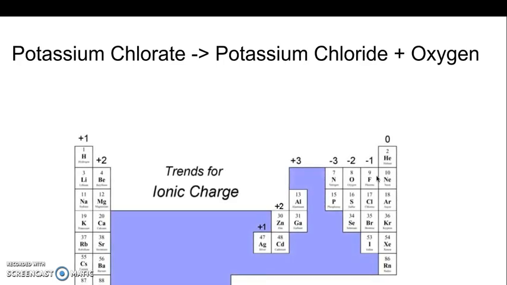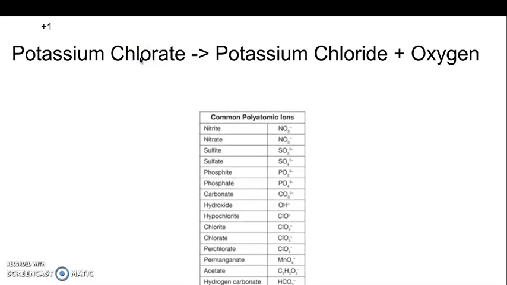So potassium chlorate, we've got a metal and a nonmetal here. So potassium is a group 1 metal, so its charge is +1. Now what is chlorate? It's not the same as chlorine or chloride, so we cannot just use this chlorine for this one. In fact, we have to use our polyatomics.